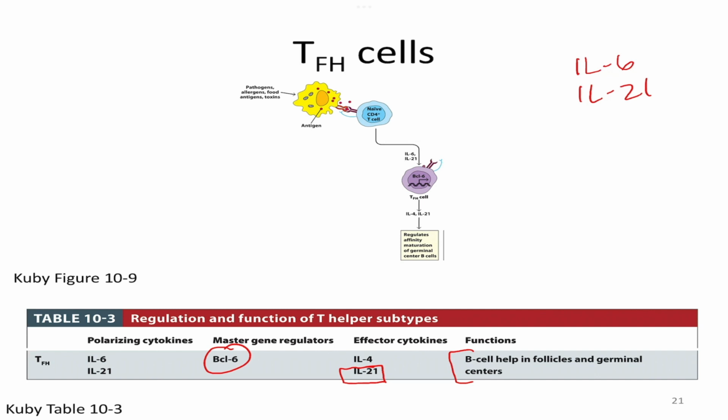So here you can see our T follicular helper cells that are polarized when the Th0 cell receives IL-6 and IL-21 to make the transcription factor BCL6 and then produce the cytokine IL-21 in order to help B cells in the follicle.